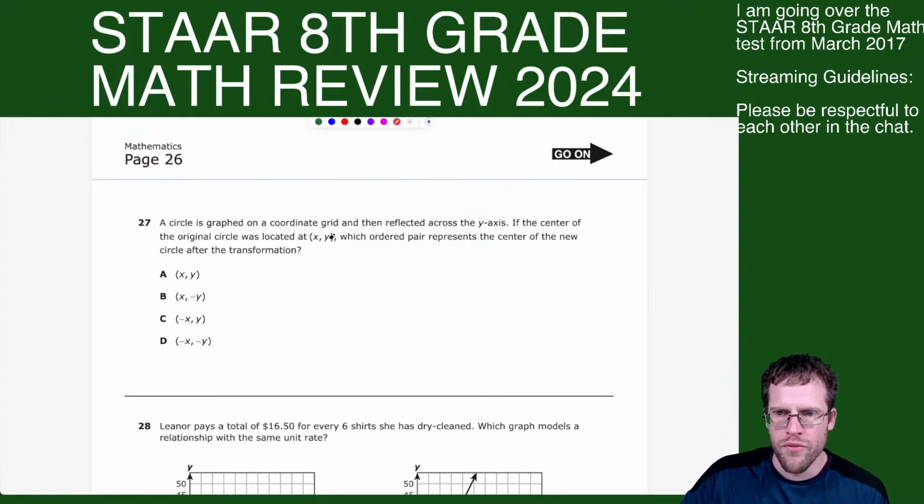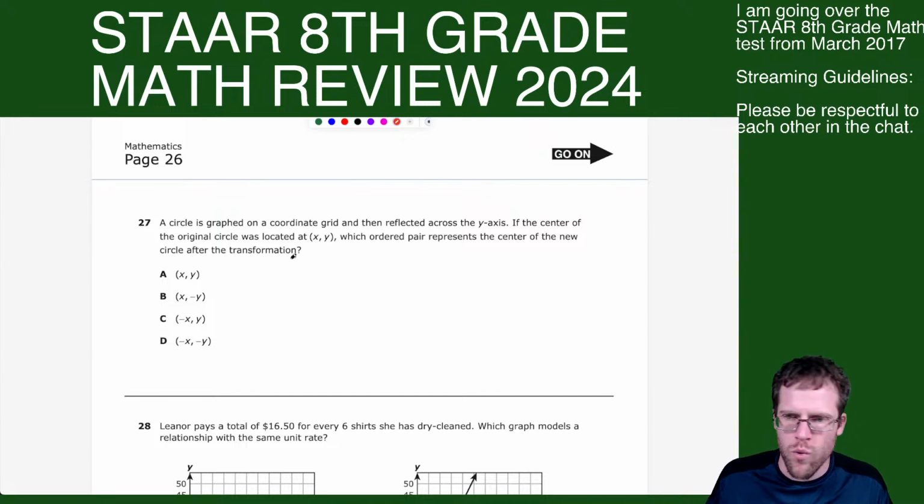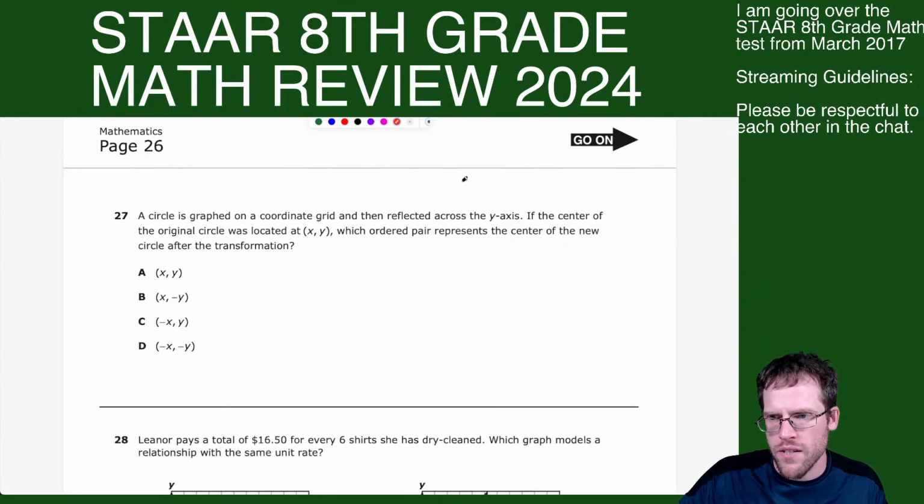All right, moving on here. We have a circle graphed on the coordinate grid, and it's reflected over the y-axis. If the center is at x, y, which ordered pair represents the center of the new circle after the transformation?